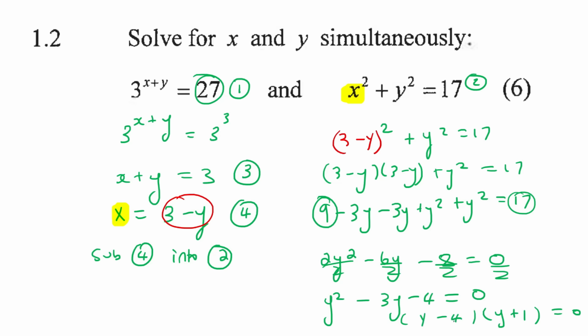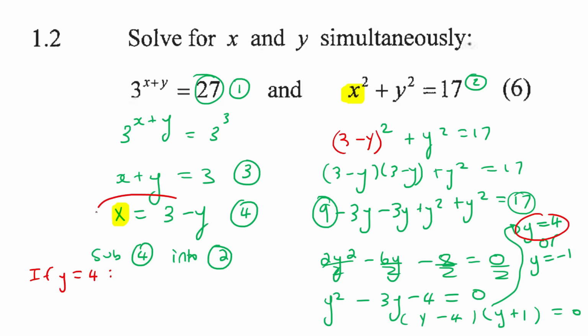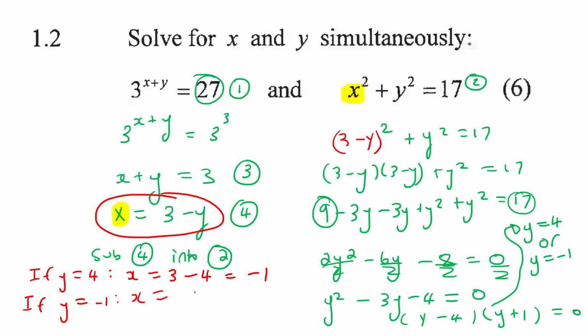And so if you had to go and solve this eventually, you should get that y equals 4 or y equals negative 1. Now we can go get x. So I'm going to start with y equals 4. So if y equals 4, then I'm going to come back to this equation now. Then x will be 3 take away 4, which is negative 1. And then if y is equal to minus 1, then x would be 3 take away negative 1, which ends up becoming 3 plus 1, which is 4.